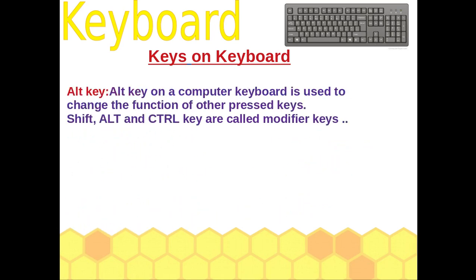Alt key is used to change different functions of other pressed keys. When we press the Alt key with other keys, they give different types of commands to the computer. Shift, Alt and Control are called modifier keys because individually they can't type anything for you, but when you press these keys with some other key, they can do a special task for you.